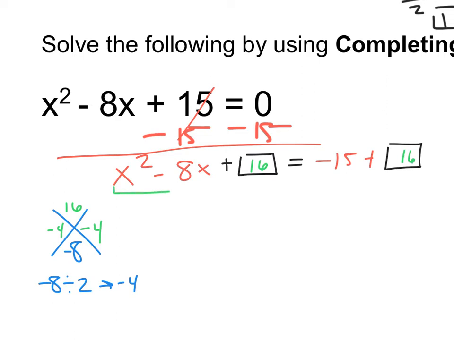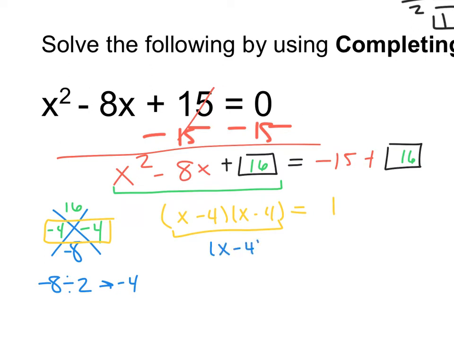So to factor this side, I just look right here. And I have x minus 4, x minus 4 equals negative 15 plus 16, which is just 1. This becomes x minus 4 squared equals 1. And now we can solve this equation.